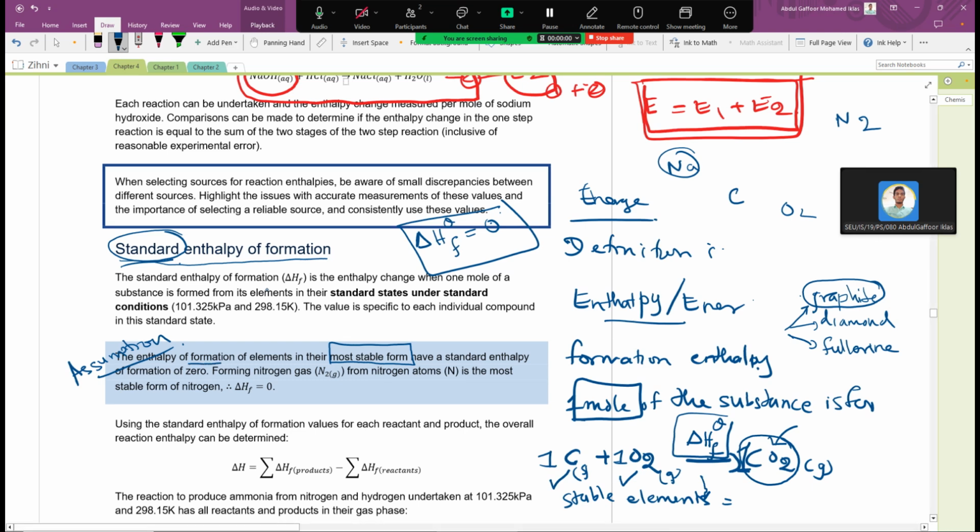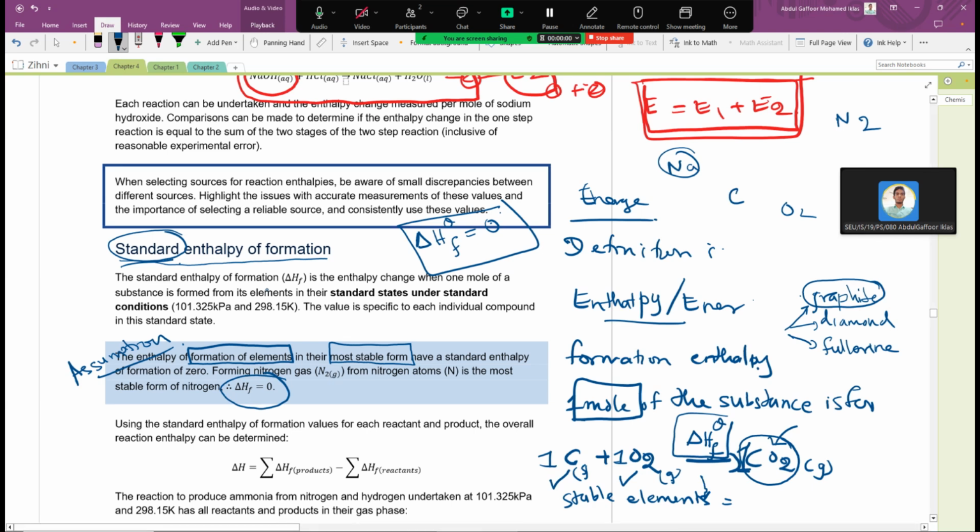So elements are naturally occurring, right? They are not formed. That's why we take the formation energy as 0. They are naturally occurring. For example, forming nitrogen gas from nitrogen atoms, as the most stable form of nitrogen, delta HF theta is 0 for this process.